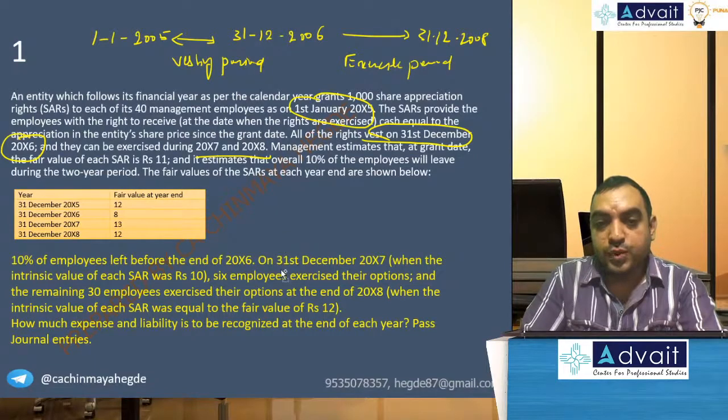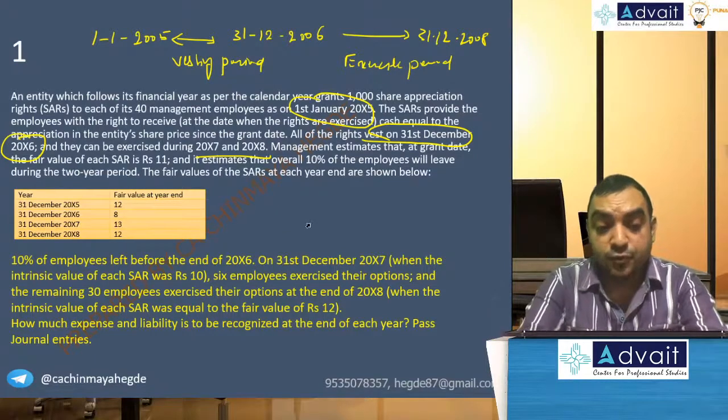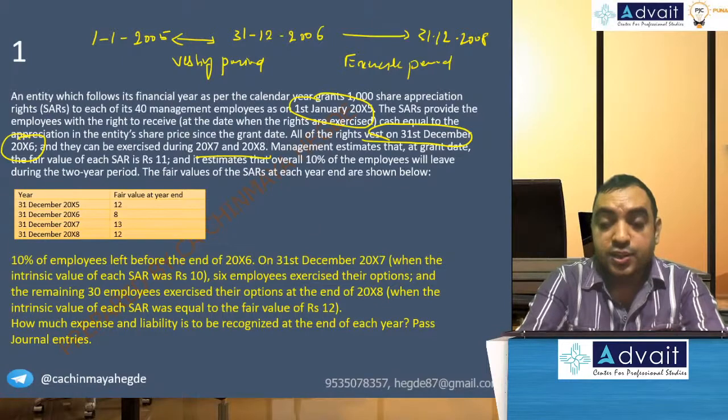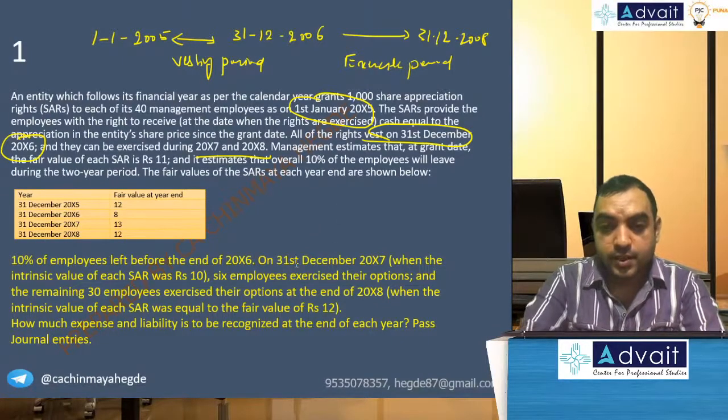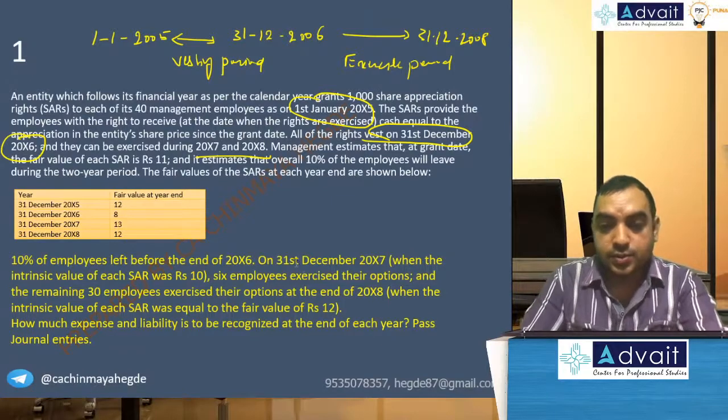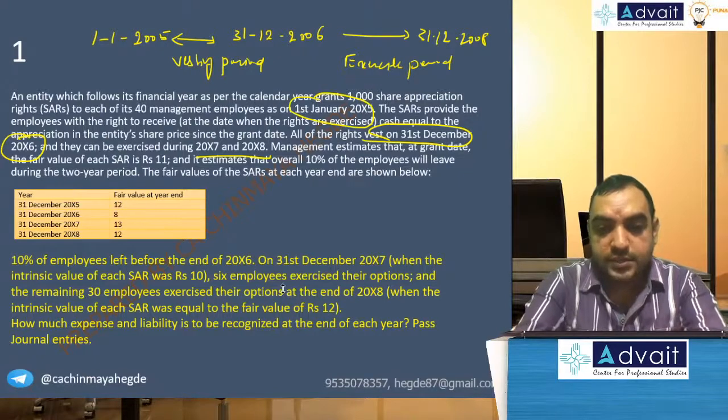Then expected vesting period is 2 years, and the closing balance will be based on the number of years completed. 4,32,000 into number of years completed, 1/2, that is 2,16,000. Then opening balance: in the first year there is no opening balance, 0, and the entire amount becomes the current year expense, 2,16,000.